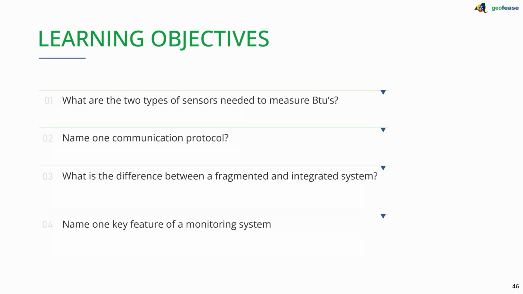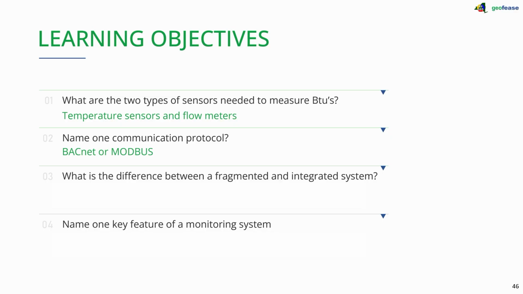I'll give you a hint. We just looked at a bunch of graphs with them. We know. Yeah, so temperature sensor and flow meter. Can we name one communication protocol looking for building automation systems? There's two main ones. Yeah, BACnet and Modbus.